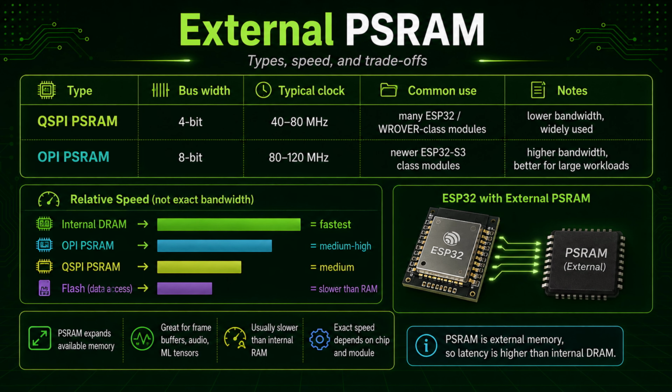It is excellent for camera frame buffers, graphics, large audio buffers, web server data, large JSON objects, machine learning tensors, and other memory-heavy applications. But very timing-sensitive variables, interrupt data, and critical low-latency buffers are usually better kept in internal RAM. The exact supported PSRAM type and frequency also depend on your ESP32 family, module design, ESP-IDF configuration, and hardware routing. So the key concept is simple. PSRAM dramatically increases available memory, but internal SRAM remains the preferred choice for critical real-time operations.